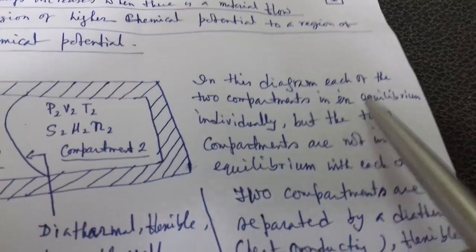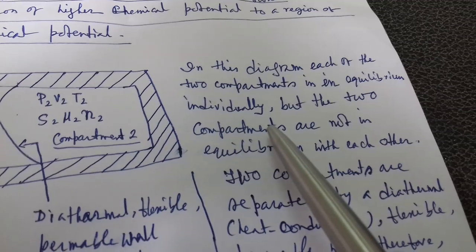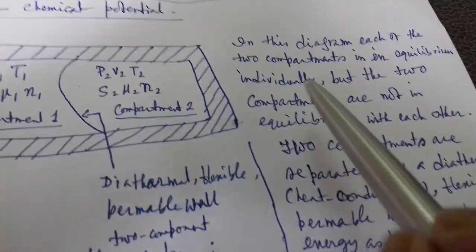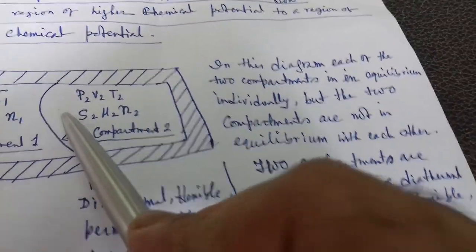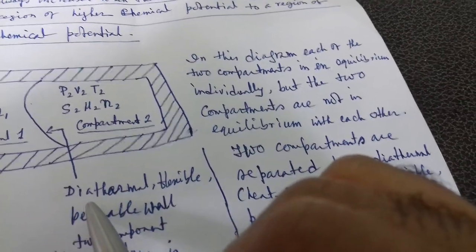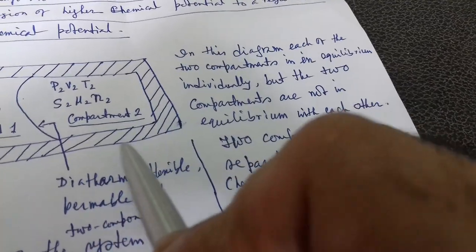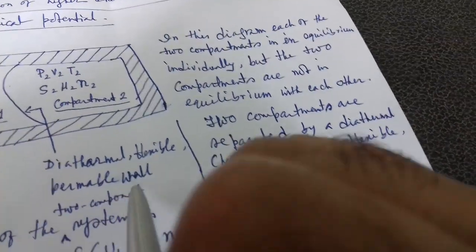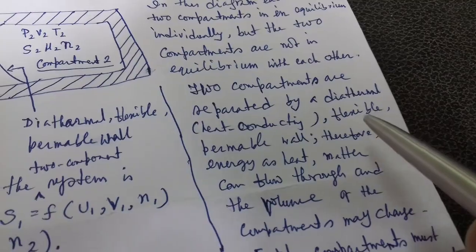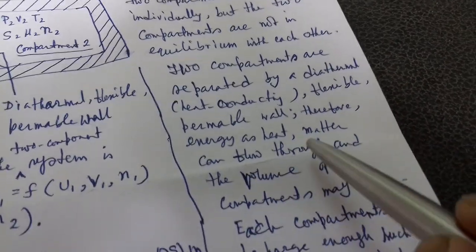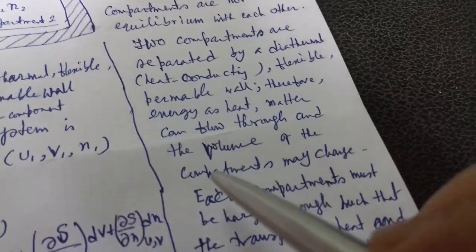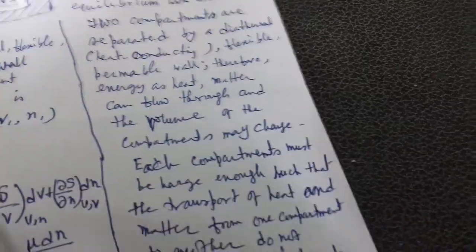In this diagram, each of the two compartments is in equilibrium individually, but the two compartments are not in equilibrium with each other, so that material or heat can flow from one compartment to the other. The wall is diathermal, so it allows heat to flow, flexible, so the volume can change, and permeable, so matter can flow. Therefore, energy as heat and matter can flow through, and the volume of individual compartments may change as the wall is flexible.